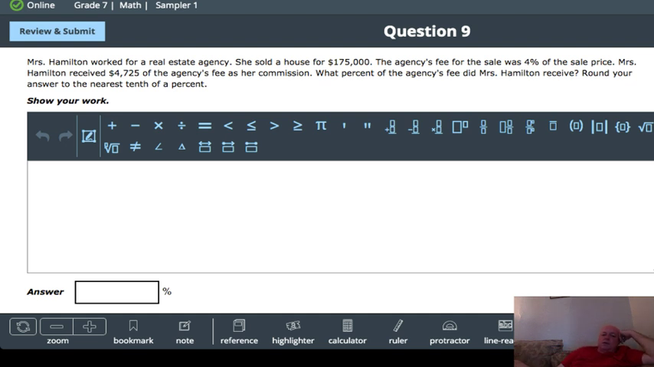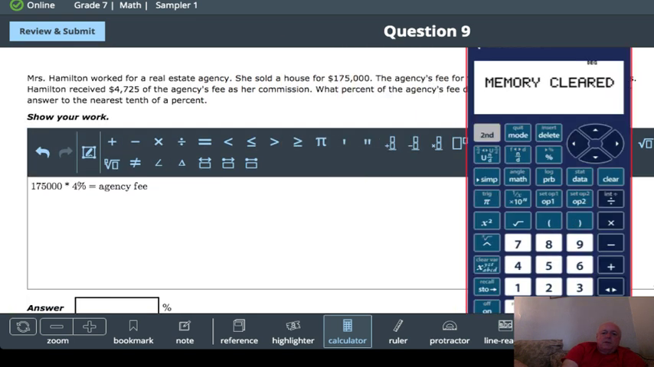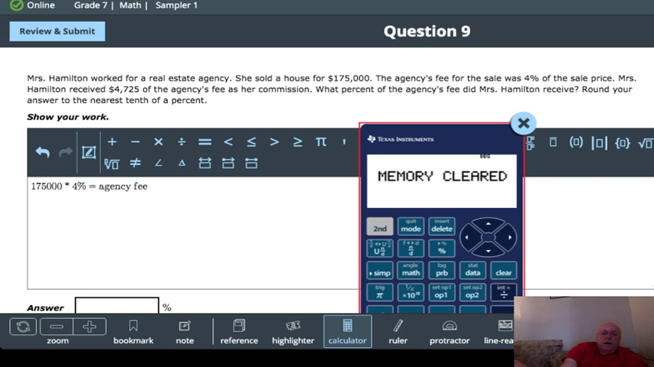So let's just talk about it though, and let's see where things go. The house sold for $175,000. Okay? The agency fee was 4%. All right? That's pretty much straight up it. So why don't we actually do that? In the real example, you may or may not want to do it, but you're just trying to understand the problem at this point. So we have 175,000 times 0.04. Okay, and we get $7,000.